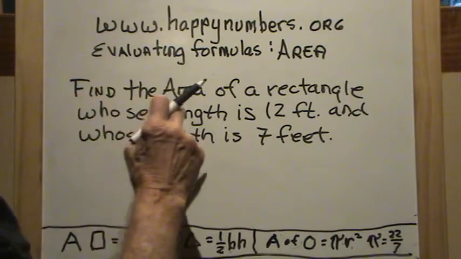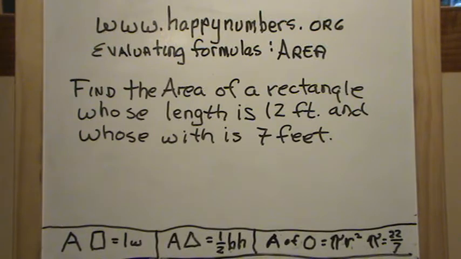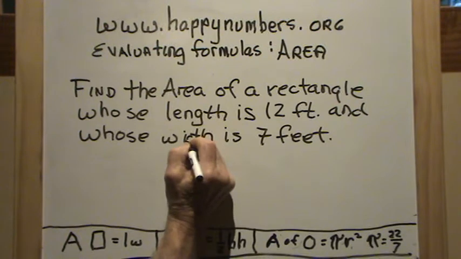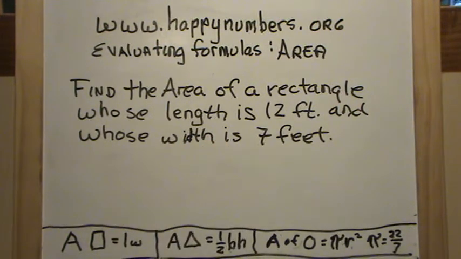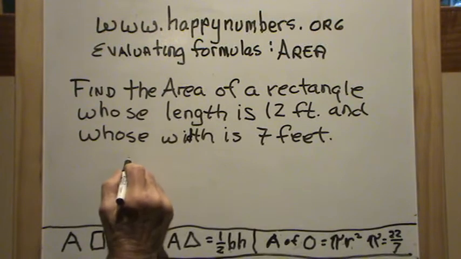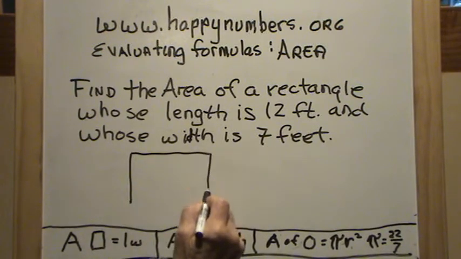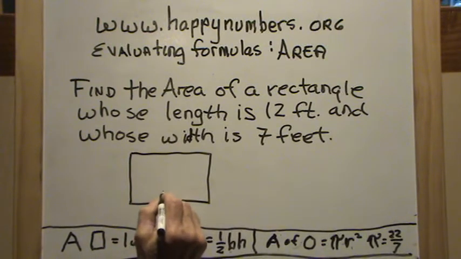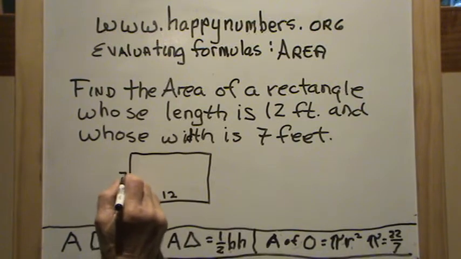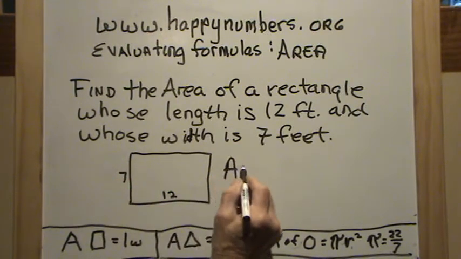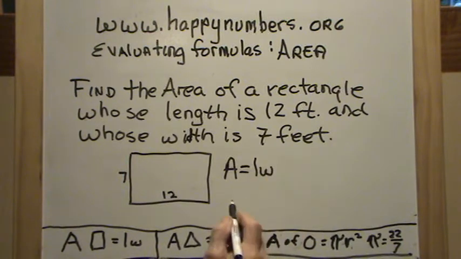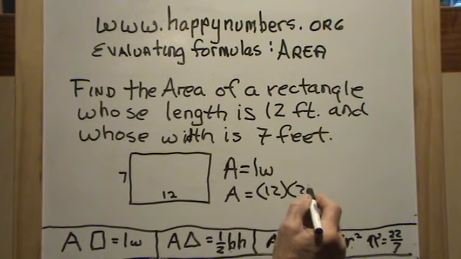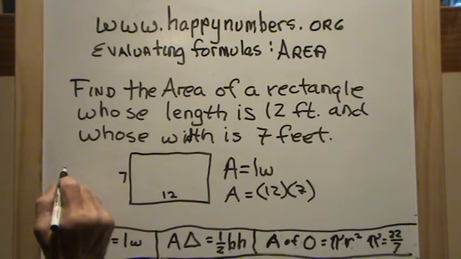Okay, well here we have, find the area of a rectangle whose length is 12 feet and whose width, W-I-D-T-H, is 7 feet. Sorry about that. Well, I like to draw a diagram first. Okay, so there is a rectangle. Length is 12, width is 7, and I know the formula, the area is equal to the length times the width, so the area is equal to 12 times 7, and I'll do that here.